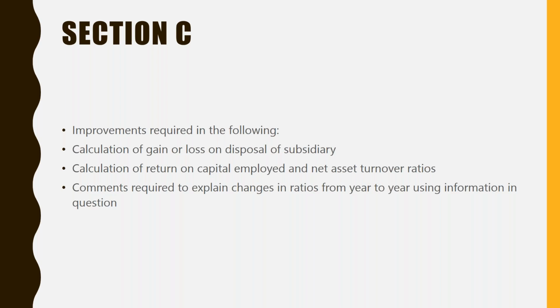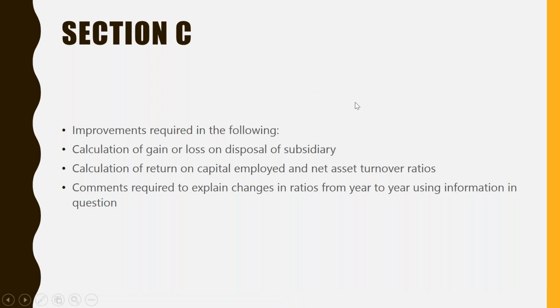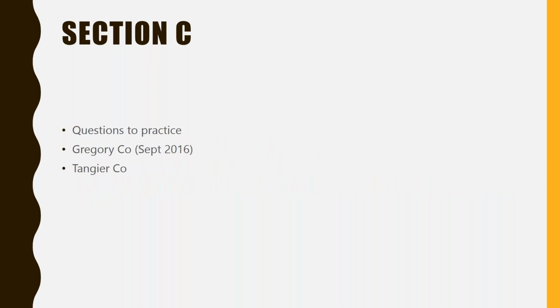That is where you have revenue over these net assets, right? So that tells you how hard the assets are working. Return on capital employed tells you what your return was on this capital, and comparing it with the prior year. So comments required you to explain changes in ratios from year to year with respect to the question. All right, so you have to explain those changes. A good question to practice is Gregory Co, September 2016, and Tangier. Those two questions, if you can practice them, will basically arm you well for the exam in June.